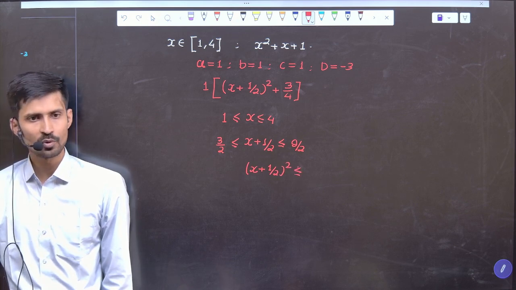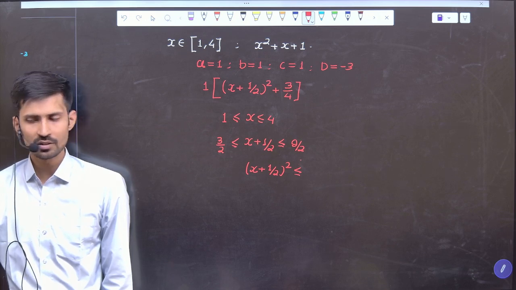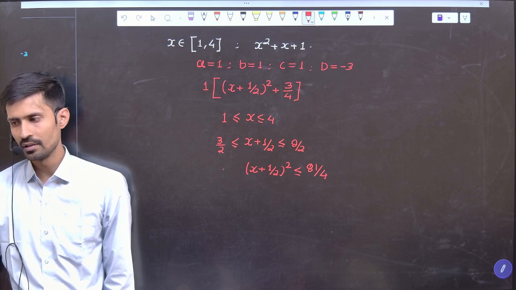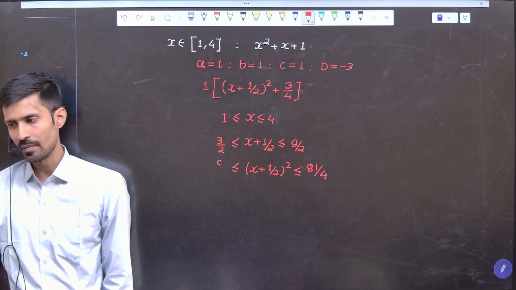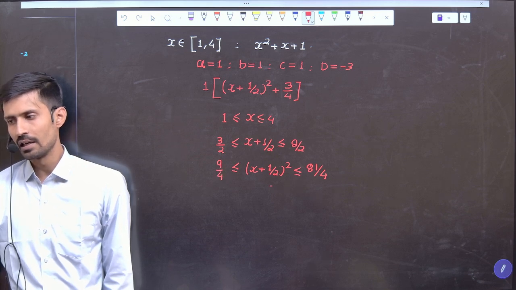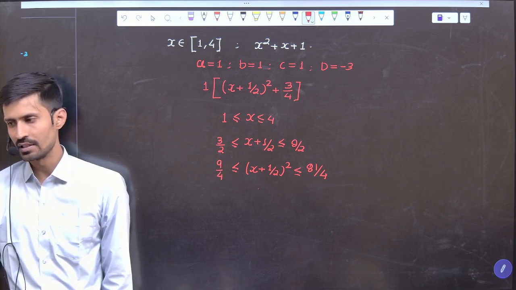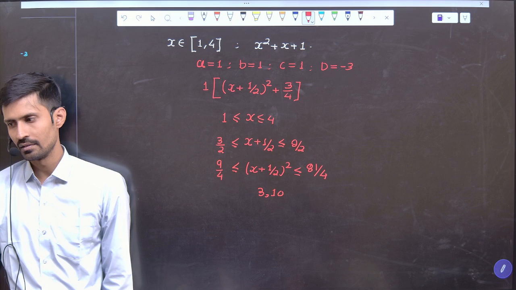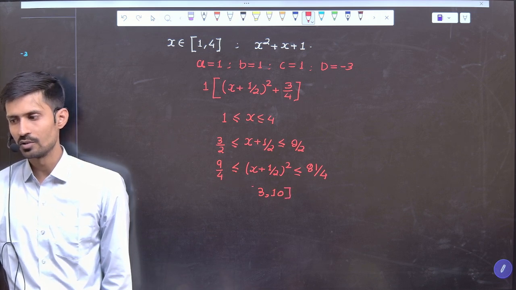This is positive to positive square, so we can square directly. 81 by 4 is greater than or equal to 9 by 4. Now we'll add 3 by 4. So the answer will be 3 to 10, with the equals sign directly, so closed bracket.